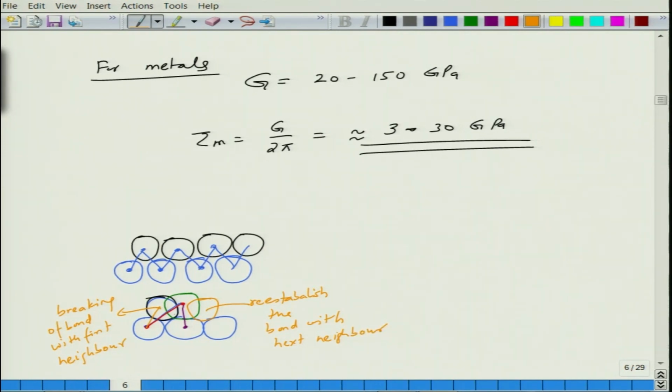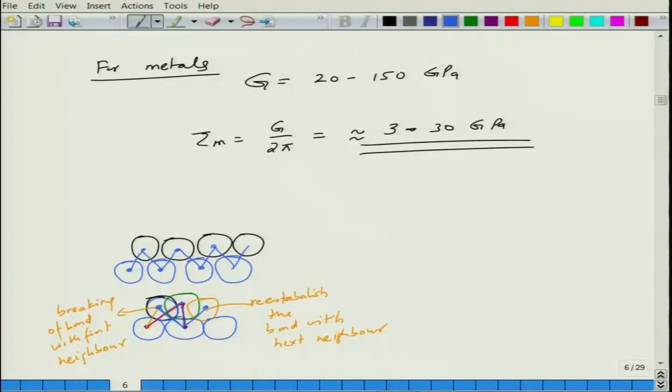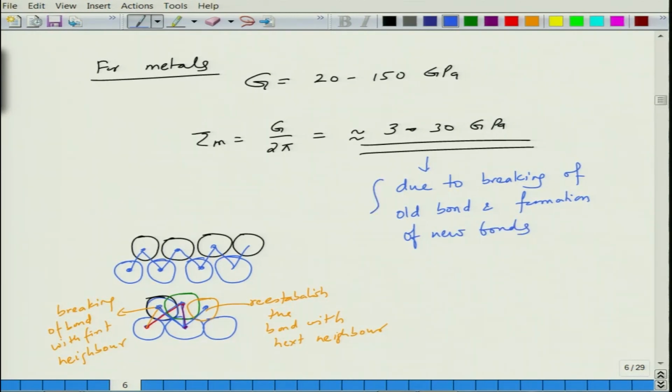Okay. And in this process, this bond, the bond which was there in between, first it was like this, then it becomes like this, and then again it goes like this. So, there is a huge stretching of bonds as well as breaking of old bond and creation of new bond. So, this is what requires a lot of energy, and that is why, due to breaking of old bond and formation of new bonds, one requires very large strength, theoretically speaking.